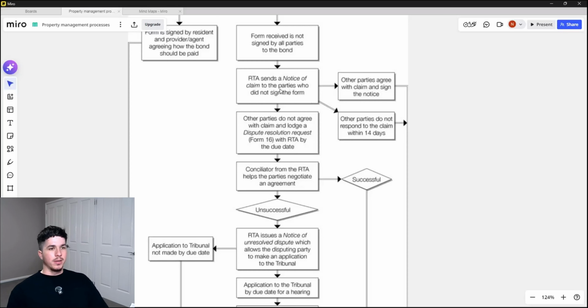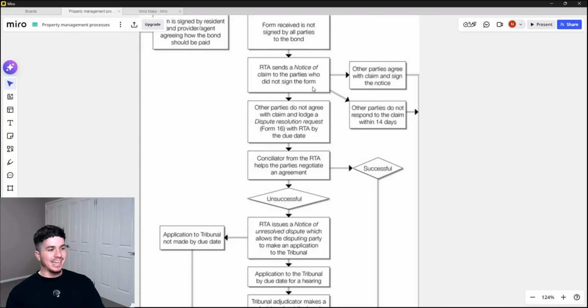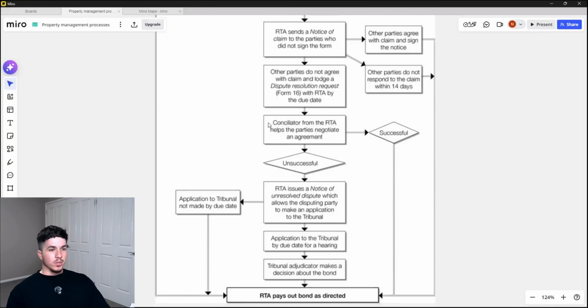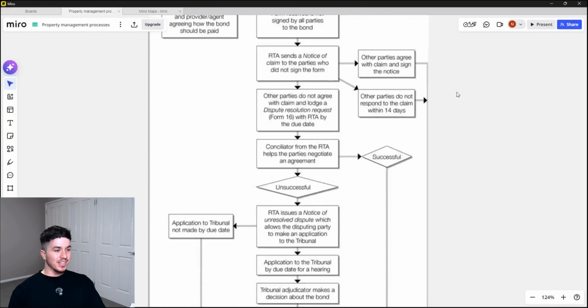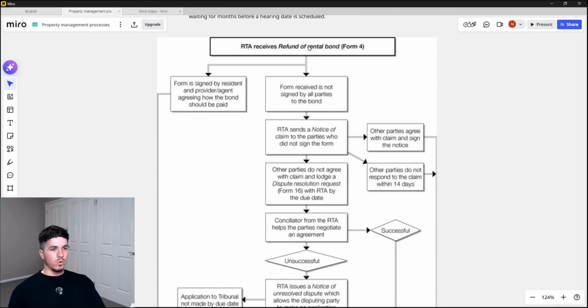Let's say that the RTA sends a notice of claim, and let's say that the tenant claimed that full bond, they were in $1,000 rental arrears, they did not resolve the rental arrears, so we lodged a claim against that request. And that is a dispute resolution request, Form 16, and we lodged that with the RTA before that due date. From there, the conciliator from the RTA helps the parties negotiate an agreement. The interesting thing is, you're looking at least 14 days after that bond was claimed.